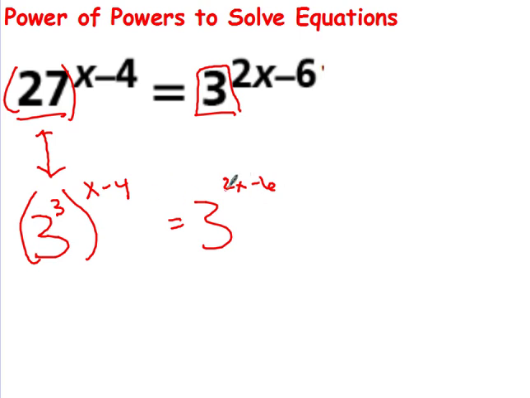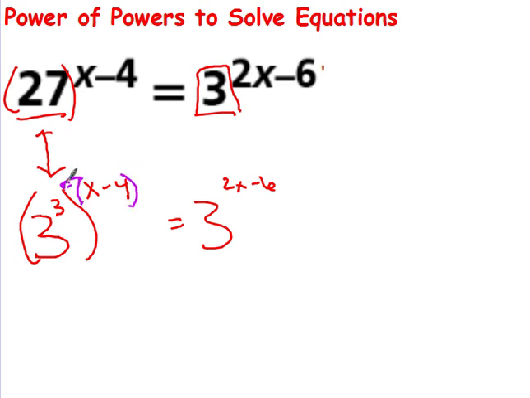I can make the left side equal to the right side because we have the same base and some exponents, and that's fine. Now I can use my power of powers property, which we just used to show that 27 is 3 to the 3rd. Because I have a power raised to another power, we know by the power of powers rule that we multiply this piece by this piece. So I need to do 3 times x minus 4.